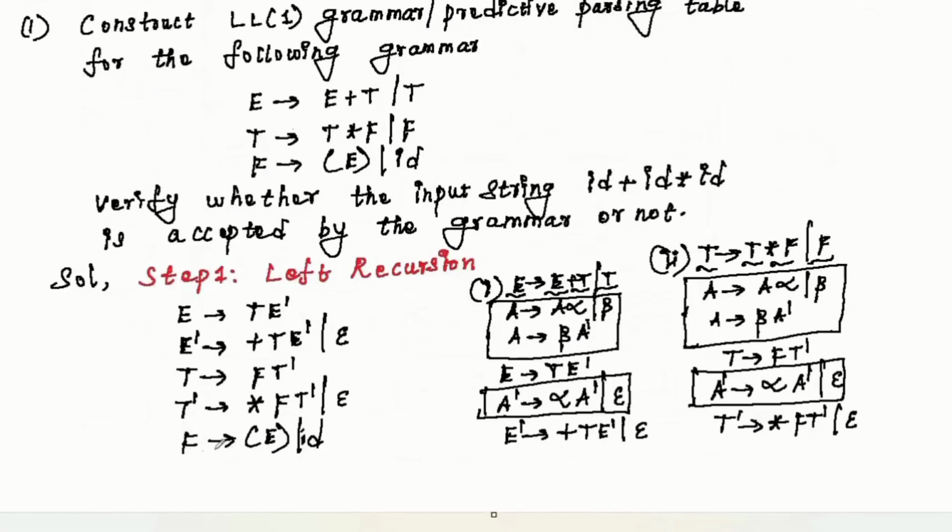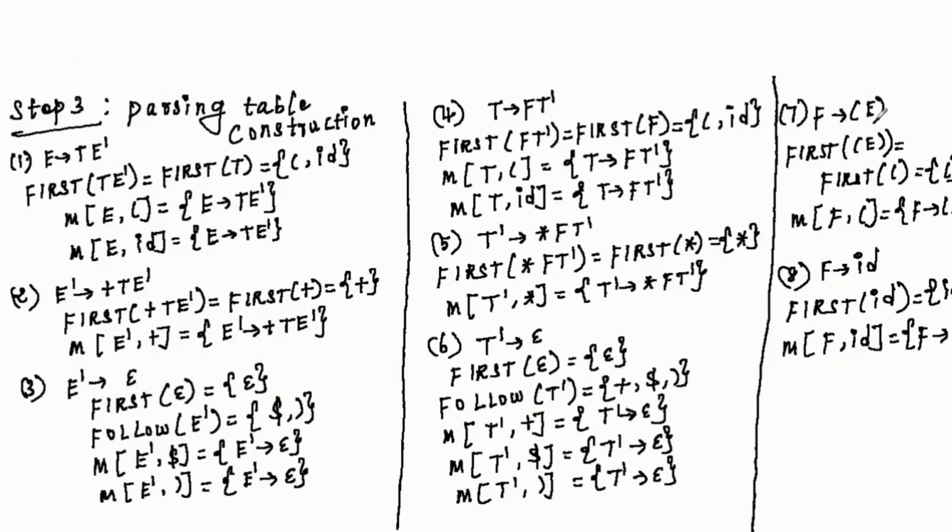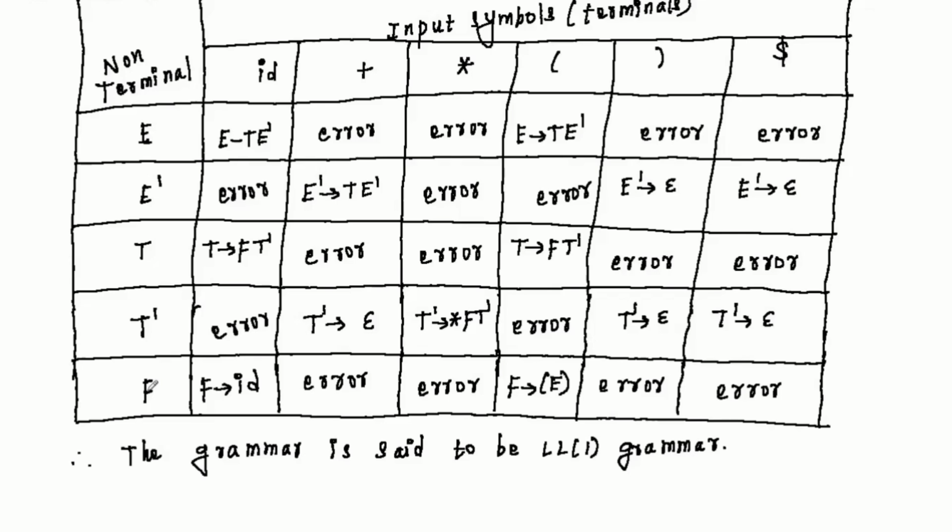Last production, F tends to bracket of E, or ID. F tends to bracket of E. First of bracket of E: given the production, the first symbol is open bracket, so you will get open bracket. So M of F comma open bracket is going to be F tends to bracket of E. In the parsing table, F open bracket is going to be F tends to open bracket E close bracket.